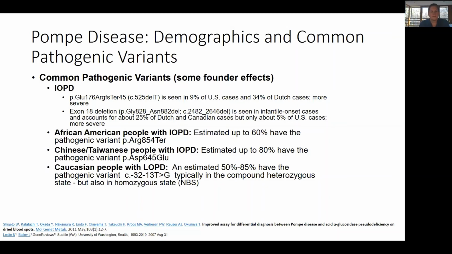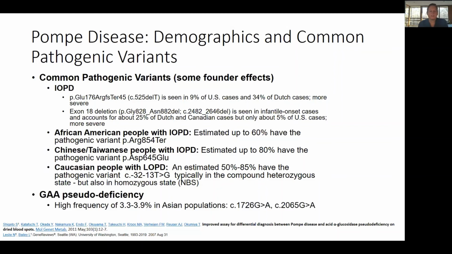There's a known pathogenic variant here for people who have an African American background, people with a Chinese Taiwanese background, a more common variant. And then, as I had mentioned before, people with a Caucasian background who have late onset, about 40 to 80% have this pathogenic IVS splice site. Typically compound heterozygotes, which means they have this in combination with another gene change.